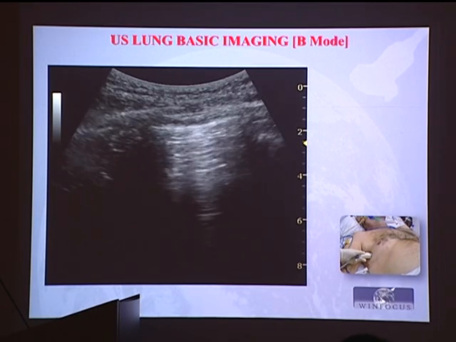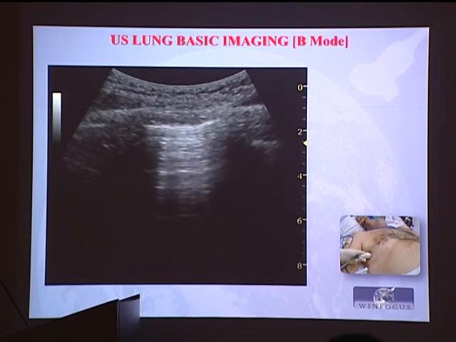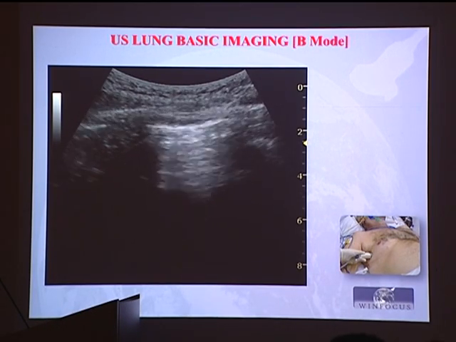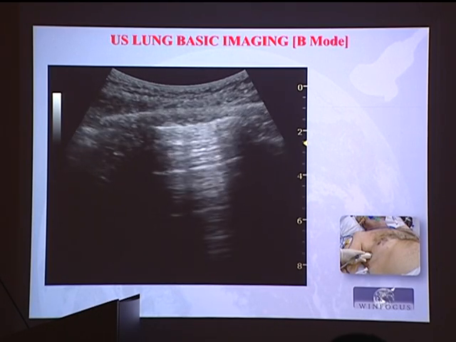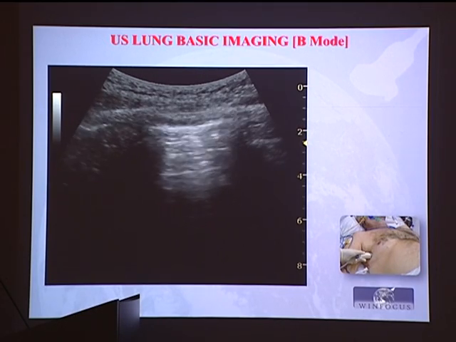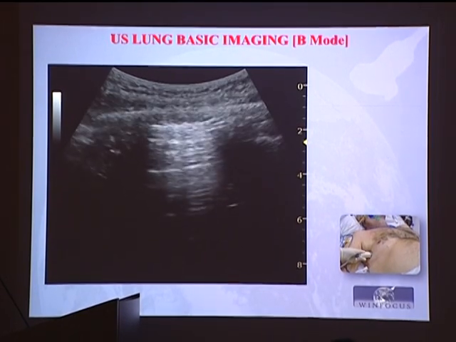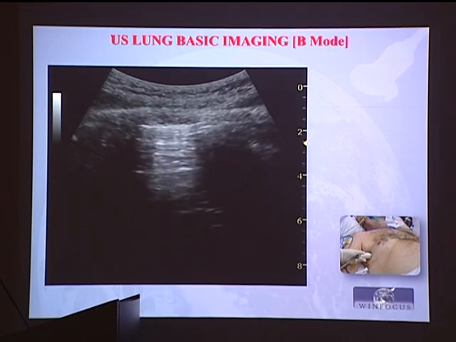Let's now think about interpretation of the image. You will always have at least 3 steps in the interpretation. The first is sonographic. So you should recognize sonographic signs like A lines, B lines, C lines, lung sliding, lung pulse, etc.